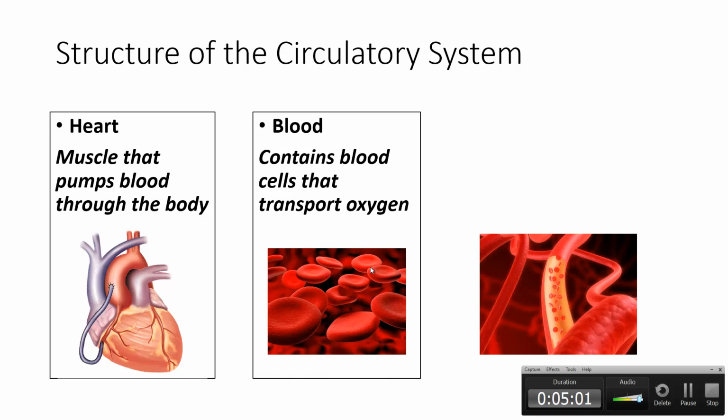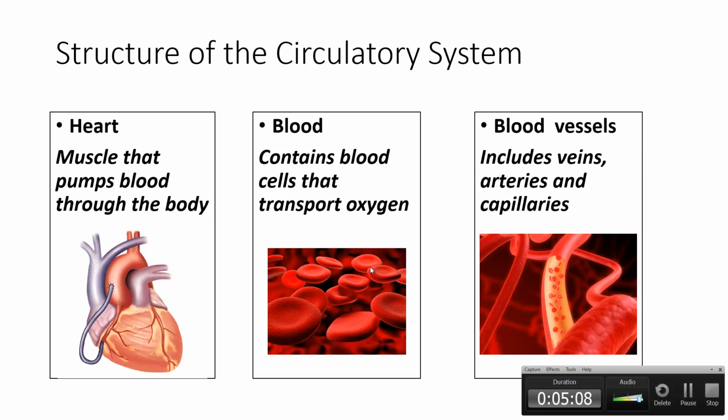And then finally, we have to have something that allows it to flow from one place to another. And the blood in our body flows through things called blood vessels. This includes veins, arteries, and capillaries. We're going to talk more about what the blood vessels are.